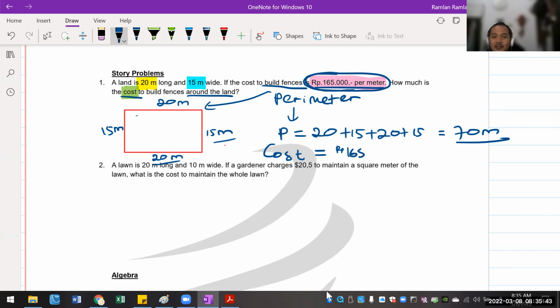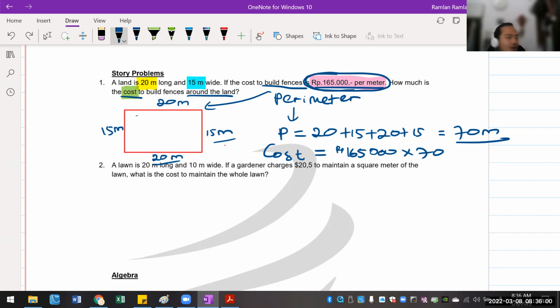So it's 165,000 multiplied by 70. Again, because this is the price of 1 meter, and we want to build 70 meter, right? So you only need to multiply. So 165,000 multiply that by 70.